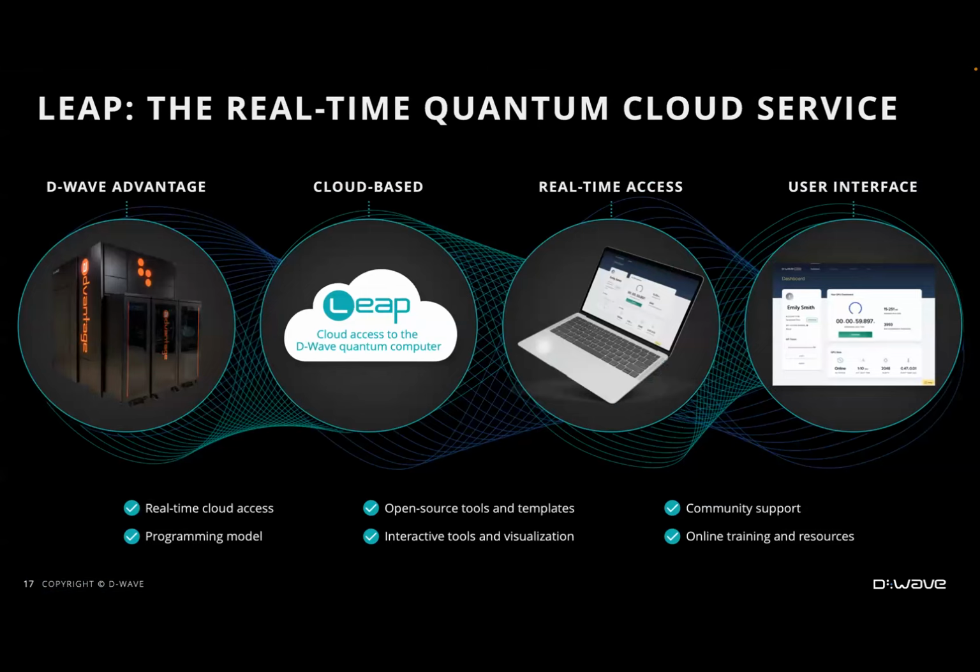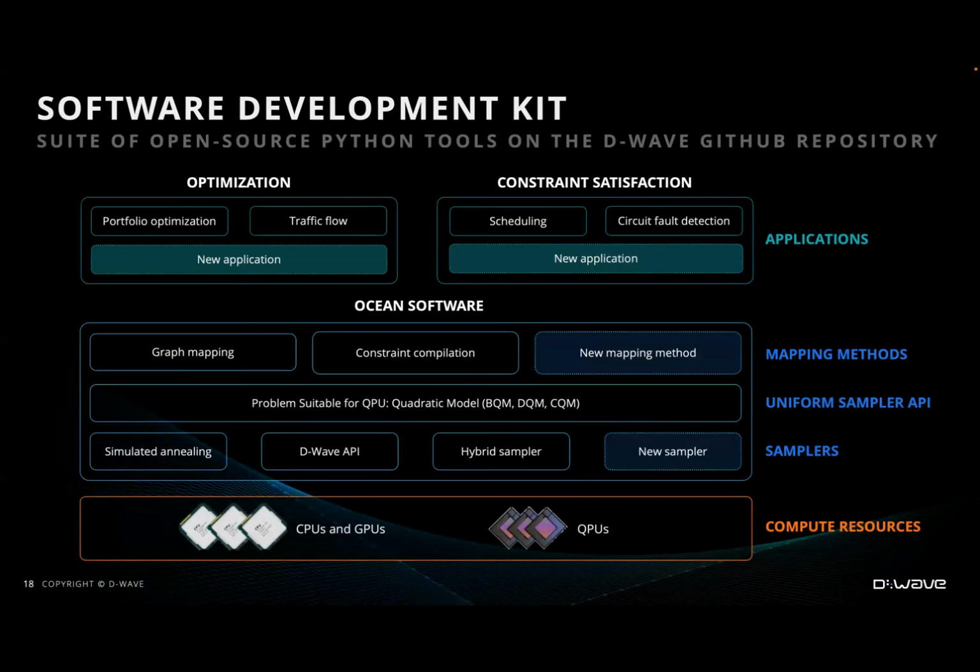I mentioned a lot, we have our software toolkit. The software toolkit Ocean has a ton in it. So this is just a really quick high level of everything that's in there. Starting at the bottom, you've got different compute resources available: CPUs, GPUs, and QPUs. This could be everything from this laptop that I'm going to run my Python program on to the quantum computers and the hybrid solvers on our cloud platform.